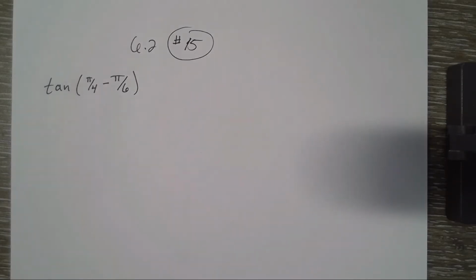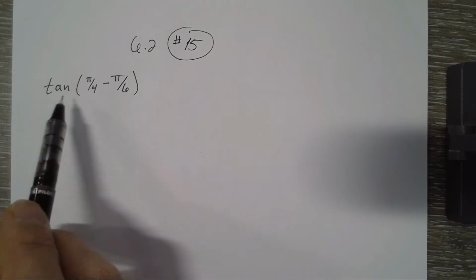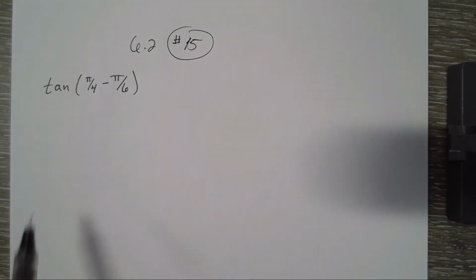6.2, number 15. Find, if possible, the exact value of the expression. So we've got a tangent of pi over 4 minus pi over 6, tangent of u minus v.